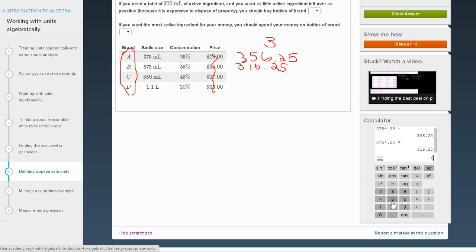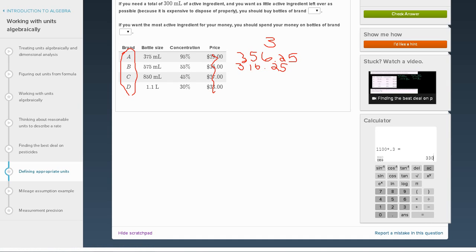How about 850 times 0.45, and that's going to give me 382.5, so I can rule out that one. It's not as good as either of the others. And how about 1.1 liters? So that's actually 1100, because 1,000 milliliters will make a liter, so this is 1,100 milliliters. So to keep this clear, let me do this again. 1,100 milliliters times 0.3, and that gives me 330.